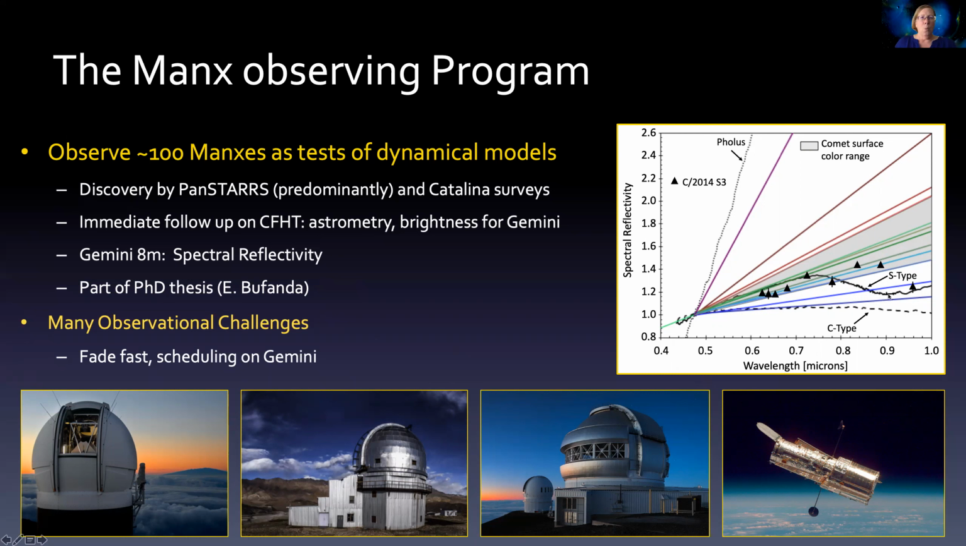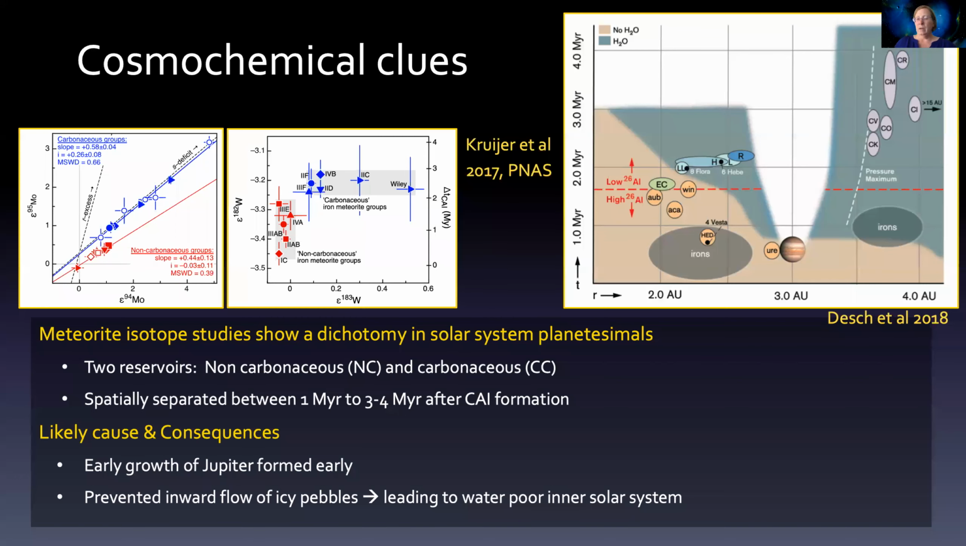So far, we're seeing a wide range of surface colors, much broader than what we see with comets. So we're seeing a big mixture of material that's coming in from the outer solar system. So this is one way in which these small bodies can give us a clue about the dynamics. But another clue has recently come from the cosmochemical community, namely some meteorite studies. In 2017, a paper came out in PNAS that was looking at isotopic studies in chondrites, non-carbonaceous and carbonaceous chondrites.